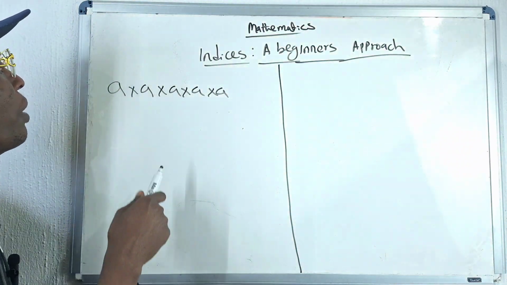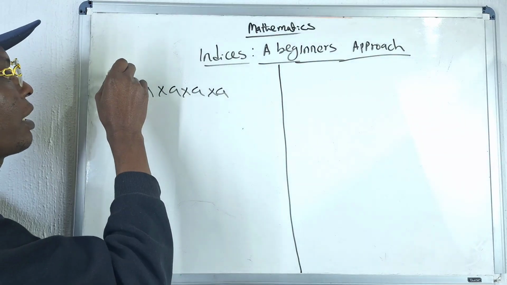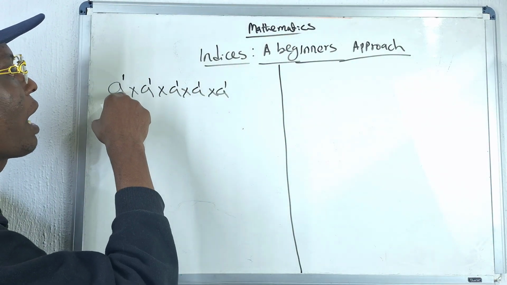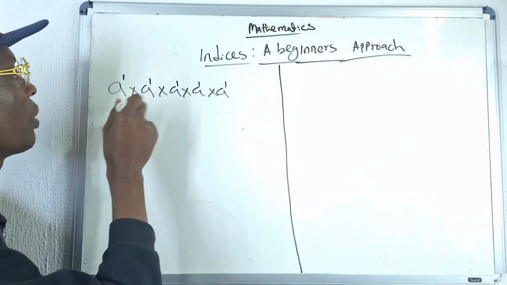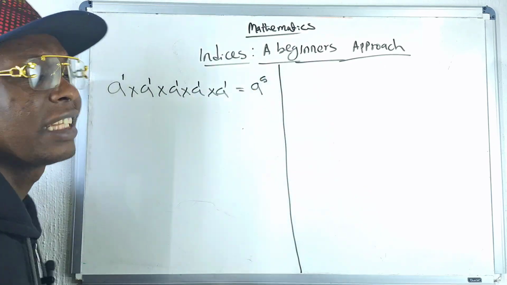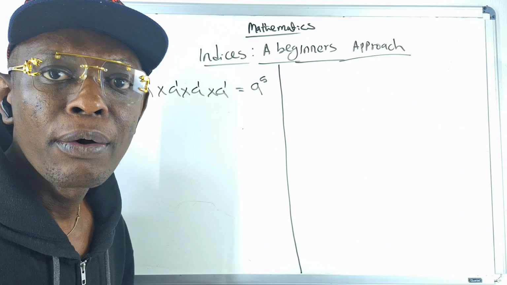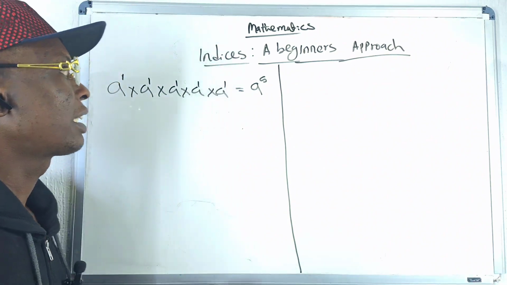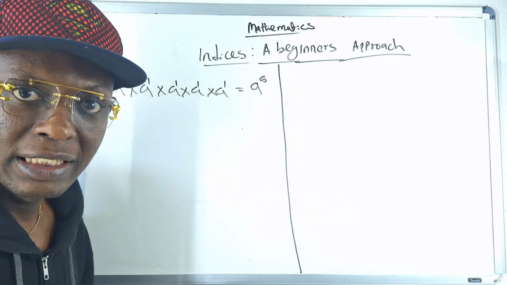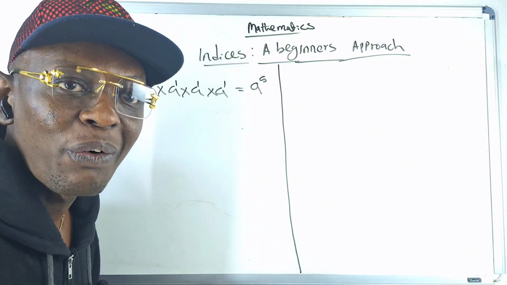In this situation, I can simply say this is A, and this A is raised to the power of 1. How many A do I have here? 1, 2, 3, 4, 5. So I can simply say this is the same thing as A raised to power 5. I have written this in index form. Indices is the same thing as power or exponents. A number, which becomes your base, is expressed to an exponent, which is also called the power. That is what indices is all about.